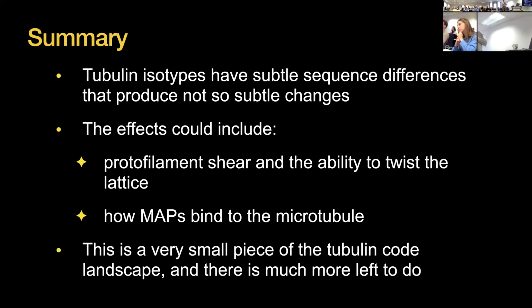All right, so quick summary then. You've learned more about tubulin isotypes than you thought you ever would. They have subtle sequence differences in that they produce not so subtle changes within the protein. These effects appear to include protofilament shear and the ability of the interactions between protofilaments, and then how that might actually affect twist of the lattice, and then how MAPs would bind to the microtubule, certainly through these changes in the C-termini. I'll point out again, this is such a very small piece of the tubulin code landscape. We've only looked at a few isotypes in a few isolated situations, but we're starting to see some interesting patterns, which hopefully we can relate to experiments in the near future.